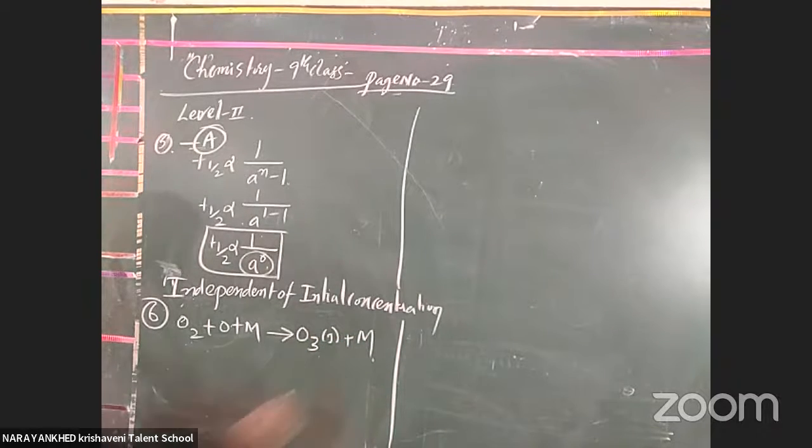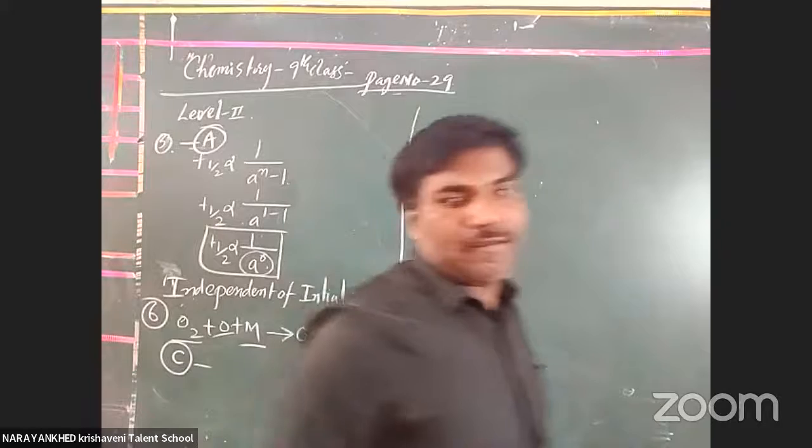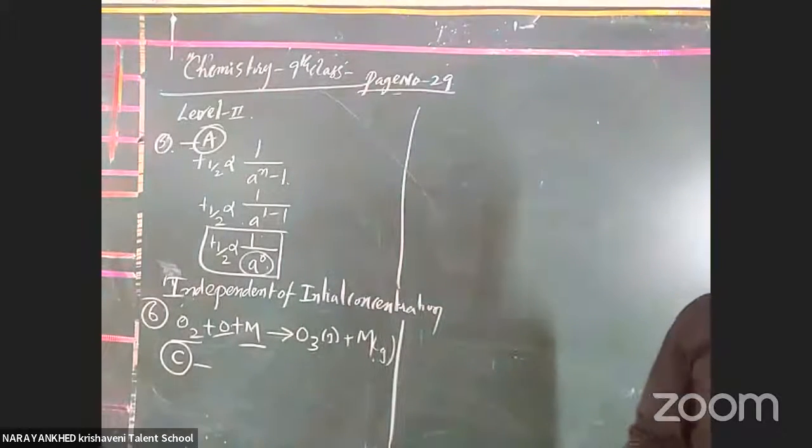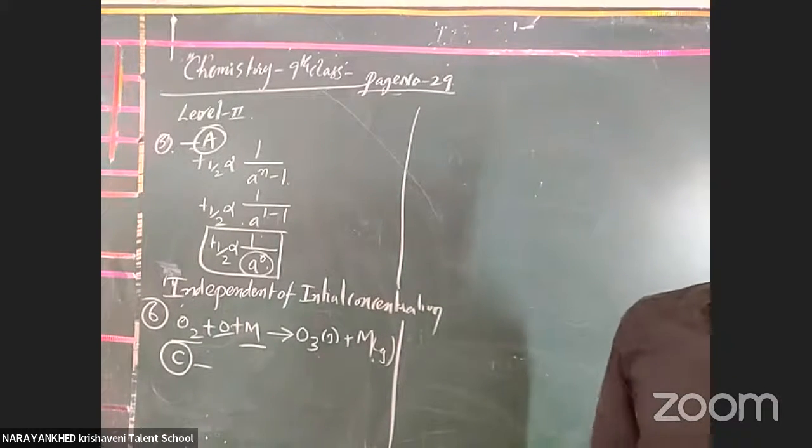Clear or not? M is not a molecule here. How many molecules are involved in this? Two molecules are involved, that's why it is bimolecular. O2 and the oxygen atom individually are involved here, so the molecularity is bimolecular. Two oxygen species are involved in this.